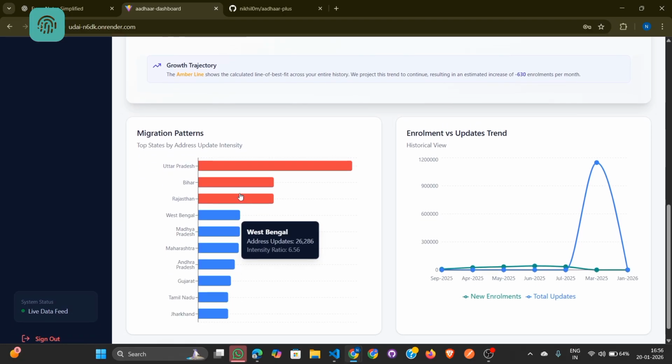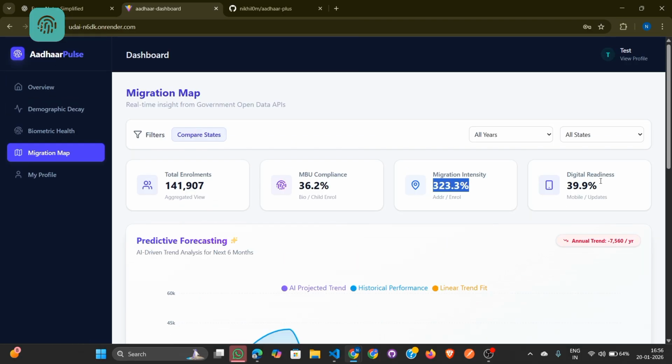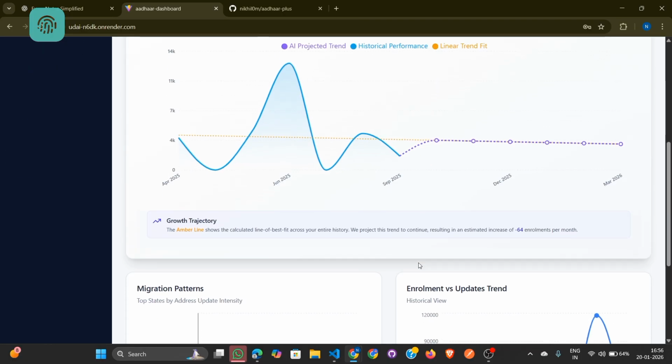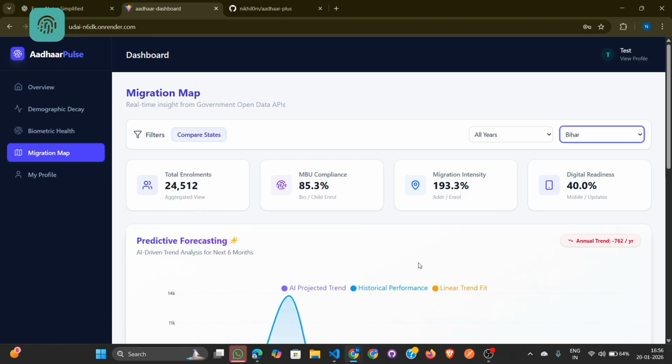Next, we tackle internal migration. We don't have real-time census data, but we do have Aadhar address updates. By calculating the ratio of Aadhar changes to new births, Aadhar Plus generates this migration heat map.